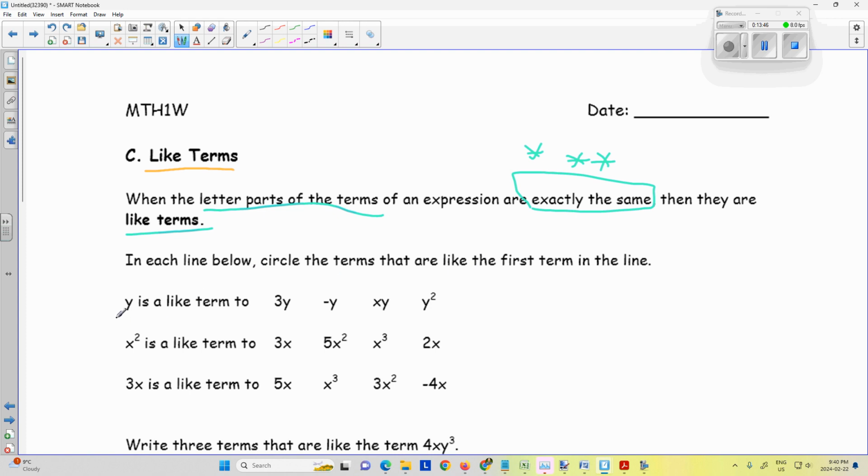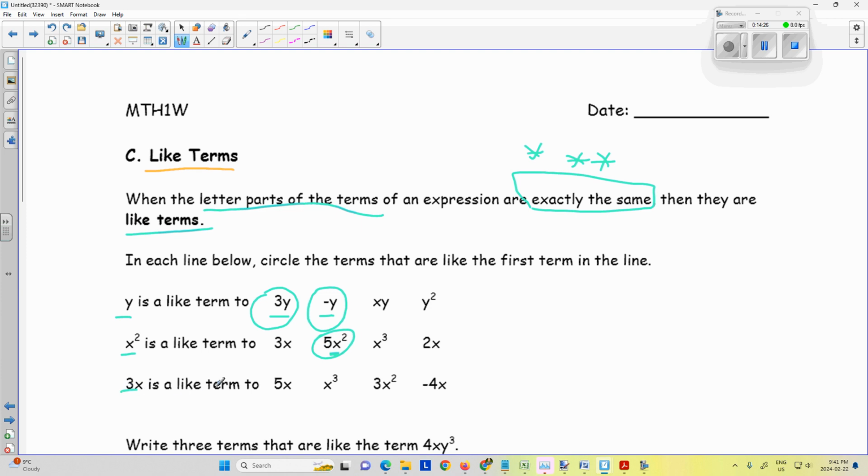So here's our first one. I've got a y, and I've got to circle all the ones that have just a y. Well, 3y is the same, right? The letter part is the same. Negative y is the same, so I'm going to circle that one. It's just the negative sign that's different. Xy, not the same. Y squared, not the same because it's not a y. This one, we have an x squared as our term. Nope, not a 3x. 5x, yep, we've got the same term. So we've got the x squared, so we're going to circle that one. That's the only one in there because x cubed is not the same and x isn't the same.